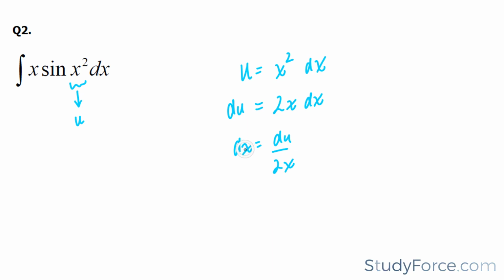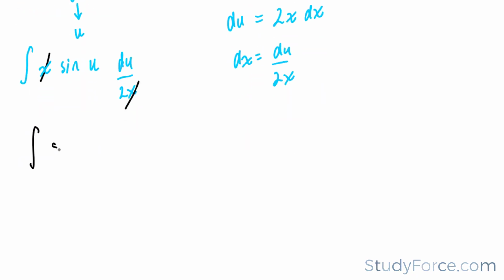Now notice what happens when I plug this back in. The integral of x sine u, I'm going to plug this in, du over 2x. Notice that this x and this x cancel out, and we're left with the integral of sine u du. It's in terms of u, and that's exactly what we want. The next step is to find the antiderivative of sine u. In previous videos, we learned that the antiderivative of sine u is equal to negative cosine u. So let's do that.